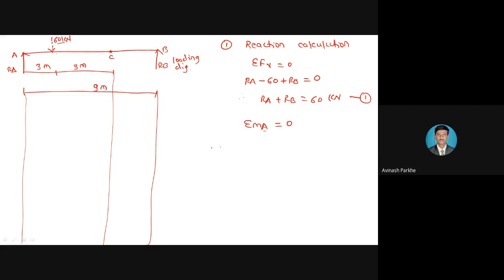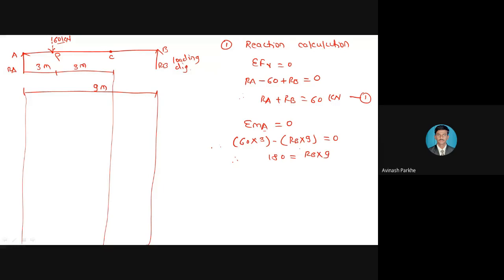First of all, I will take the first one, that is 60. It is rotating clockwise. Therefore, 60 into the distance between this point P and A. How much distance is there? 3 meter distance is there. Therefore, 60 into 3, plus, because it rotates in clockwise direction, minus in bracket RB into distance between point A and point B. Total distance is given 9 meter. So RB into 9 is equal to 0. So 60 into 3, you will get 180 is equal to RB into 9.